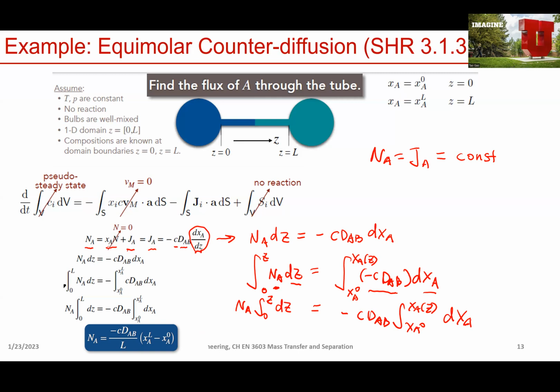And the rest is just simple, right? You know how to integrate this and this. Mathematically, this is just z, I mean, z minus 0, but z minus 0 is z. On the right-hand side, you have minus c DAB times XA z minus XA 0.